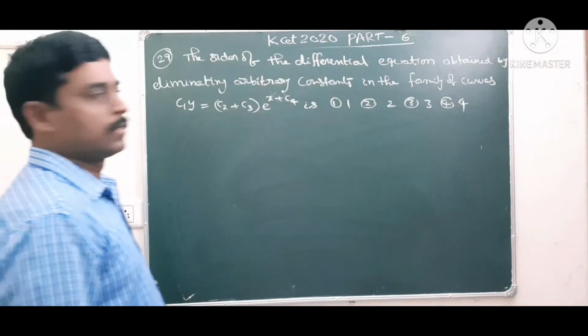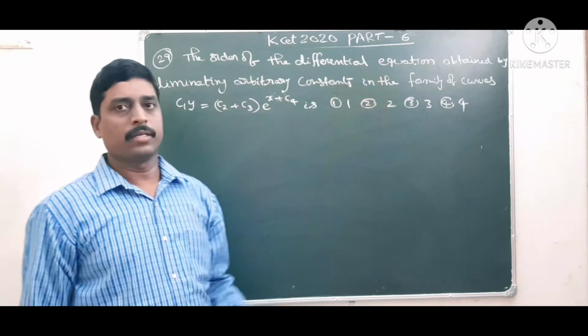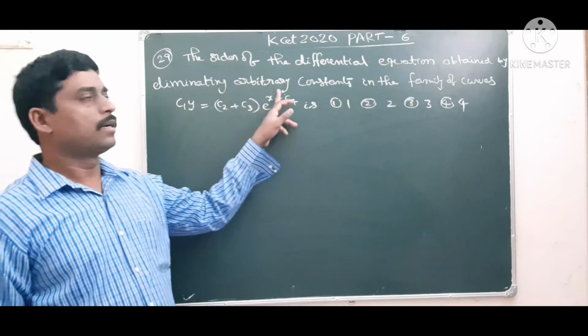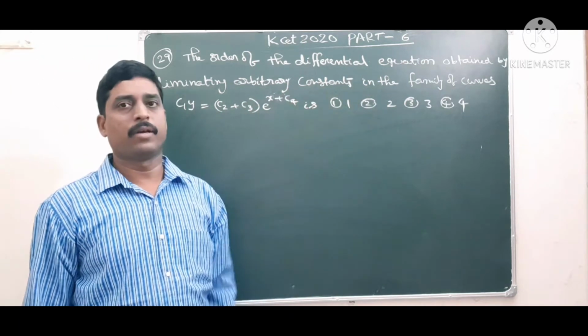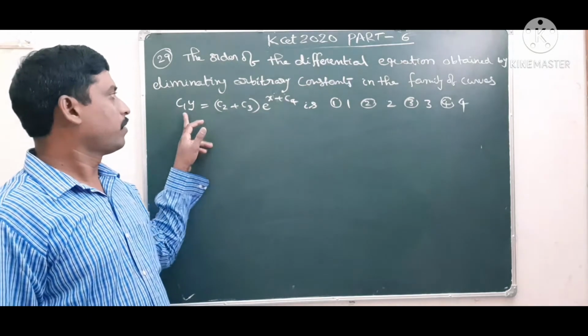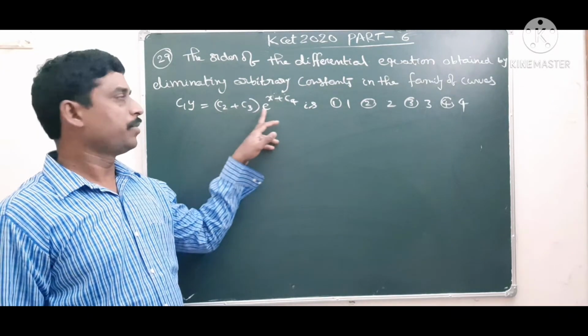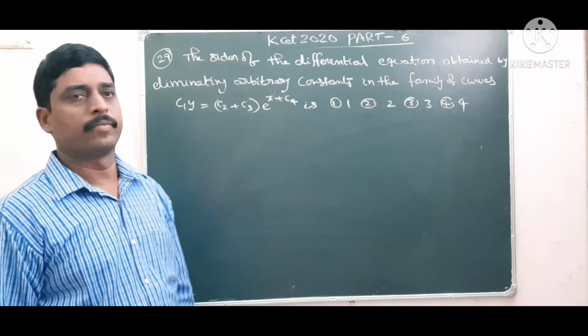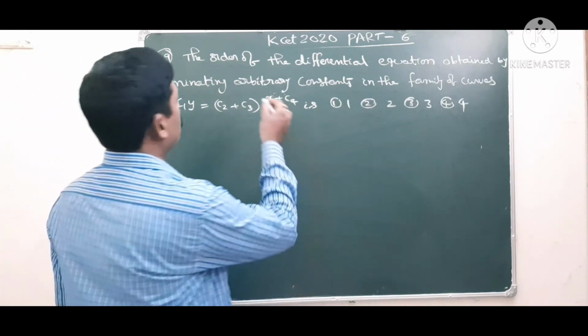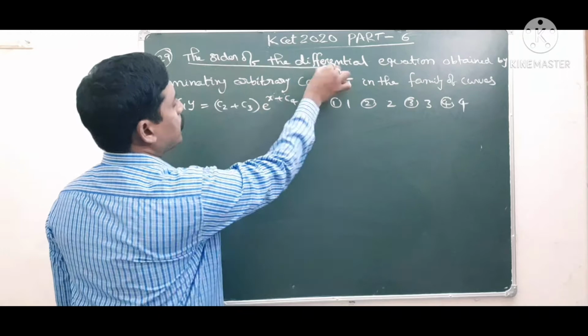So let us see the next problem. The order of the differential equation obtained by eliminating arbitrary constants in the family of curves C1y is equal to C2 plus C3 into e to the power x plus C4. So our target, what is required? Order of the differential equation.